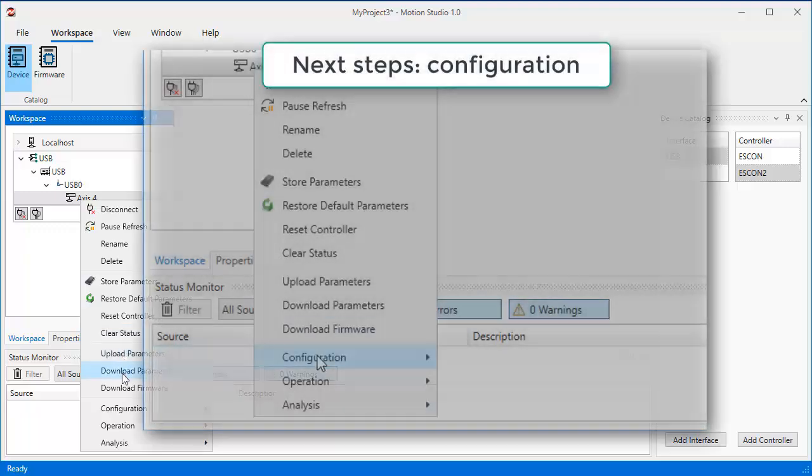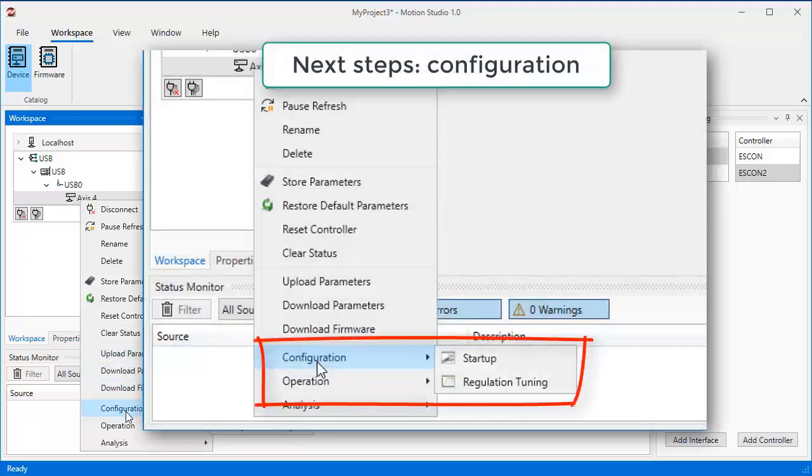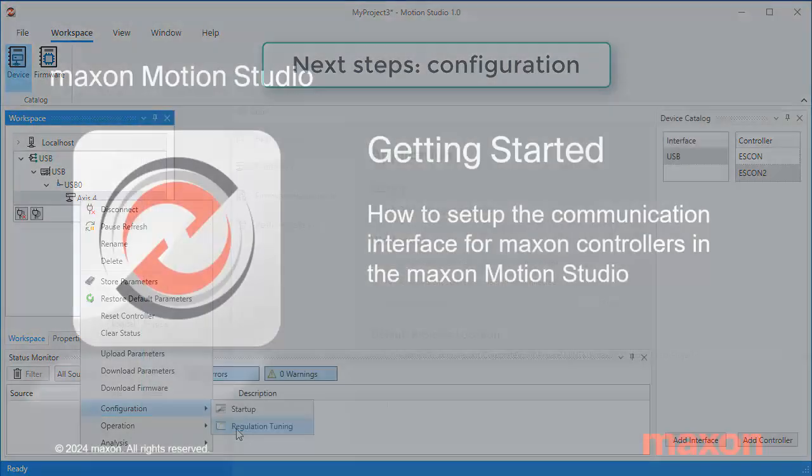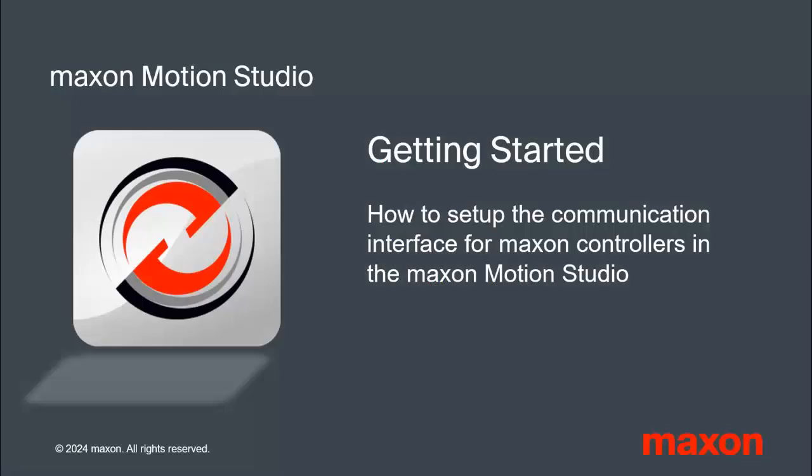The next step after setting up this project is configuration of the axis. There are separate video tutorials for this, first for the startup wizard and then for the regulation tuning. With this tutorial, you should be ready for the next steps with the maxon Motion Studio.